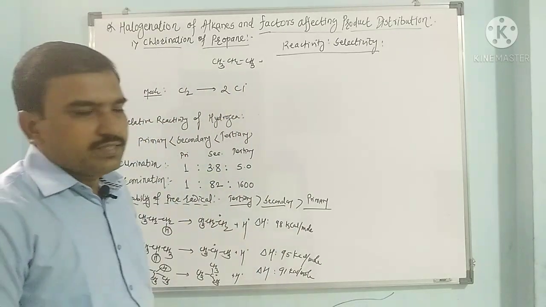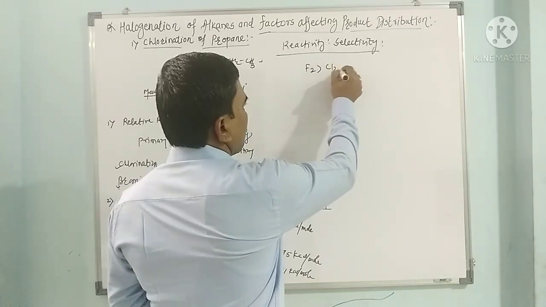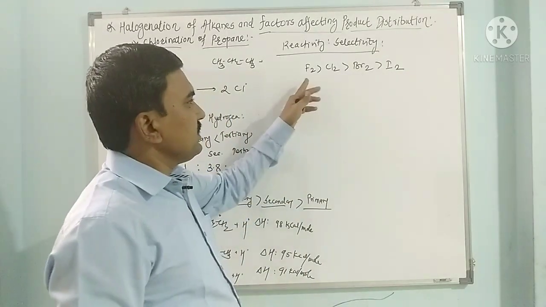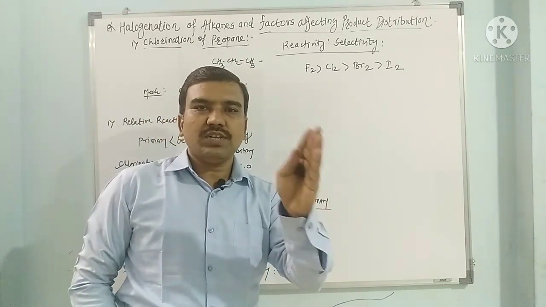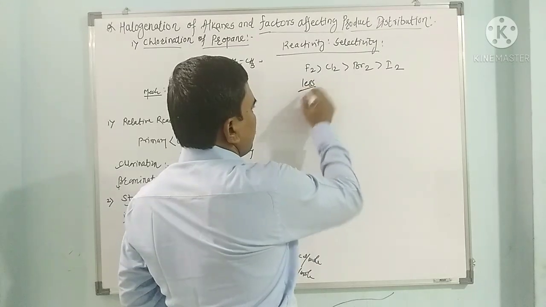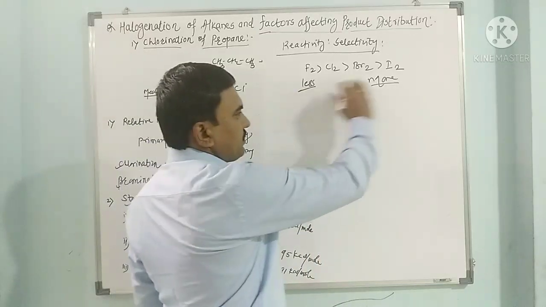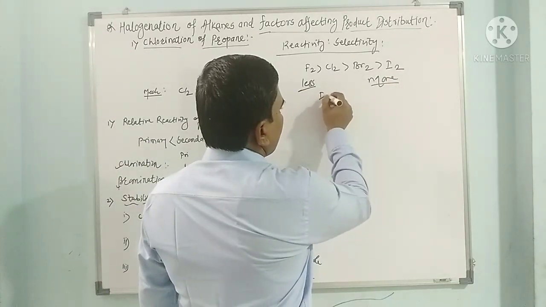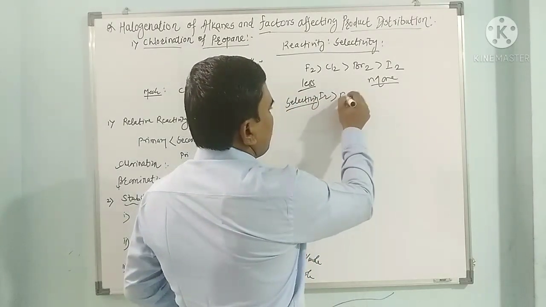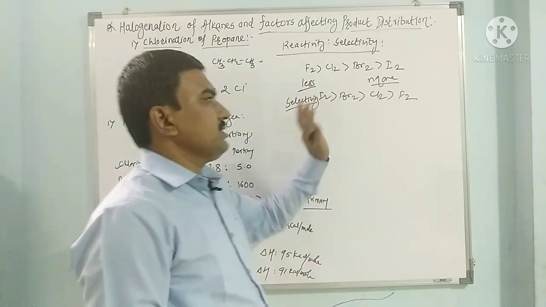So what is this reactivity and selectivity? See the reactivity order. Fluorine is more reactive than chlorine, than bromine and then iodine. If the reactivity is more, then the selectivity for a particular hydrogen is very less. So here the selectivity is very less. Here it is more on the right side. If you see, the selectivity order is exactly opposite. So here I2 is more selective, then Br2, then Cl2 and then F2. So F2 is very less selective.